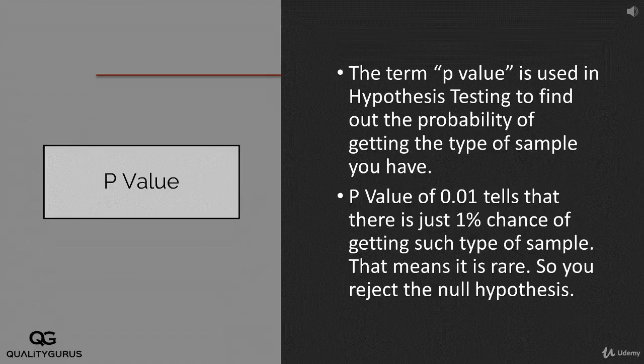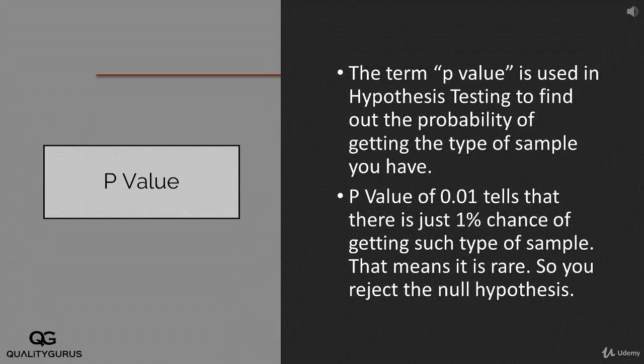If I go back to the example which I took at the beginning of this hypothesis testing lecture, where I said that you picked 5 samples and the volume came out to be 140, 145, that list. What you want to conclude with the p-value is: what is the probability of getting this type of sample? If you conclude that the p-value is 0.01, that means the probability of getting this type of sample is just 1%.